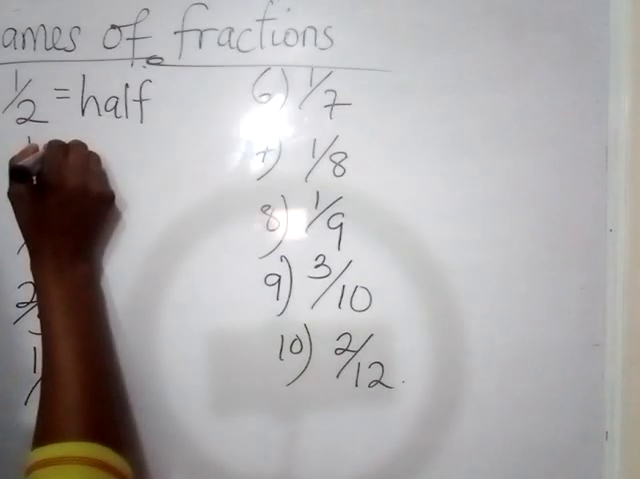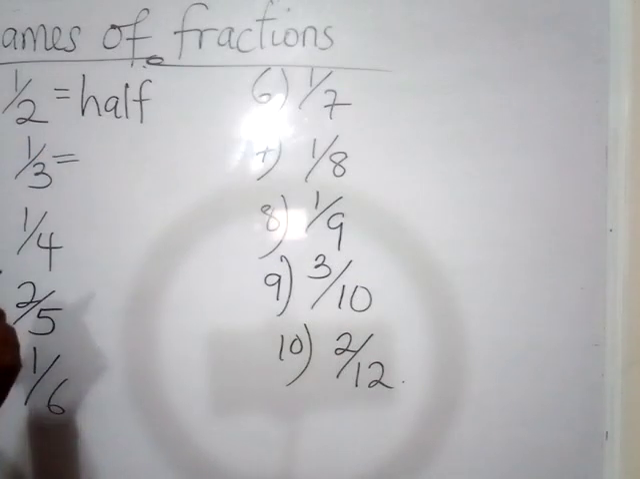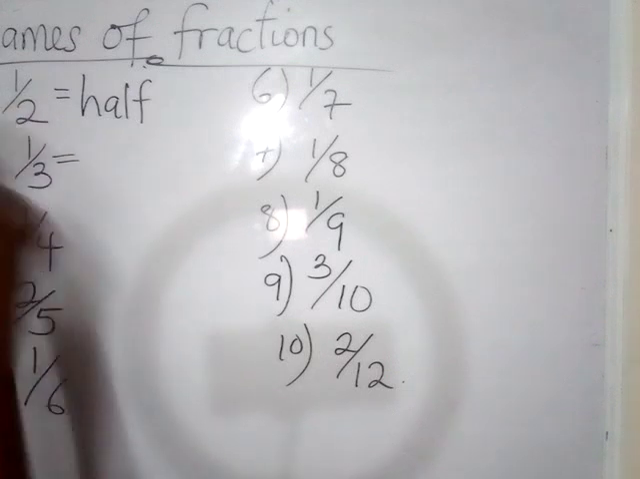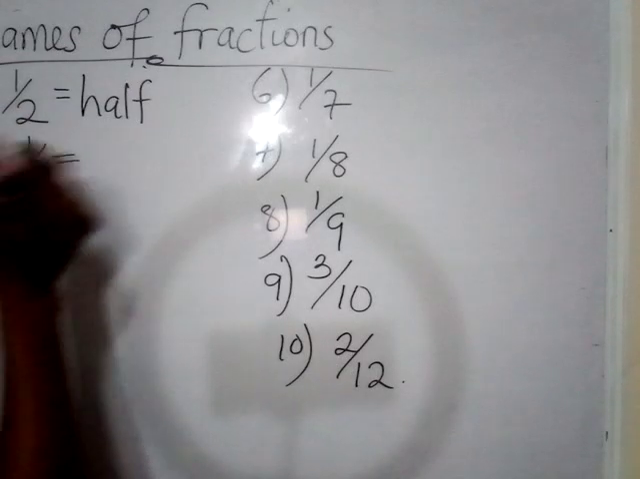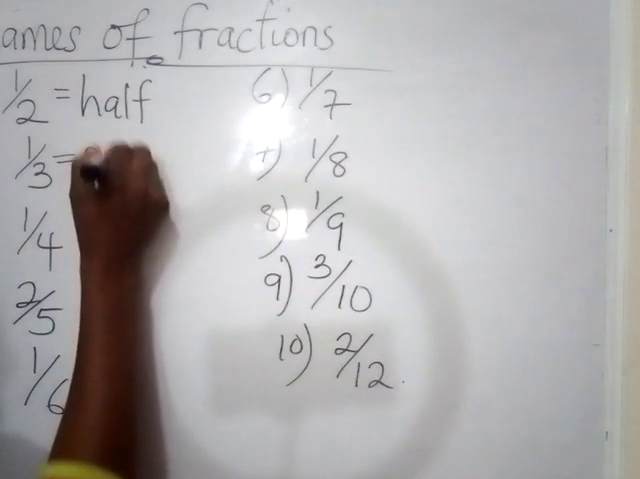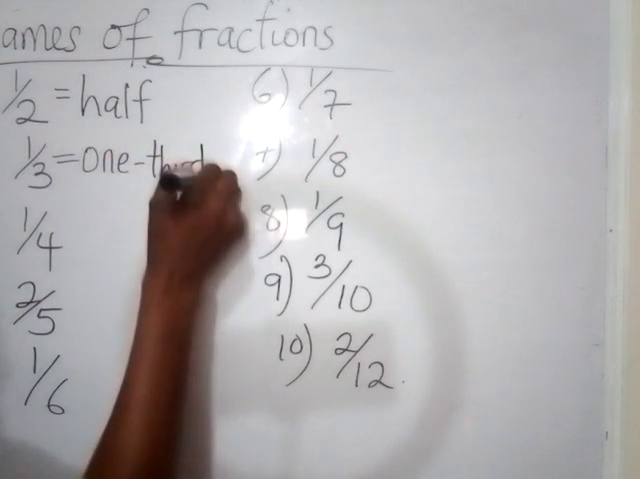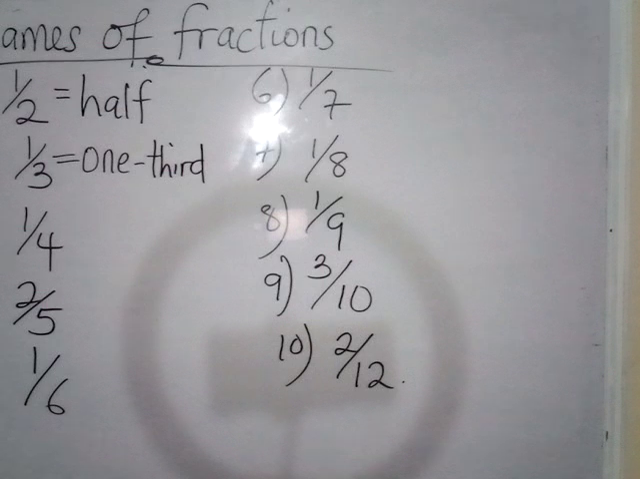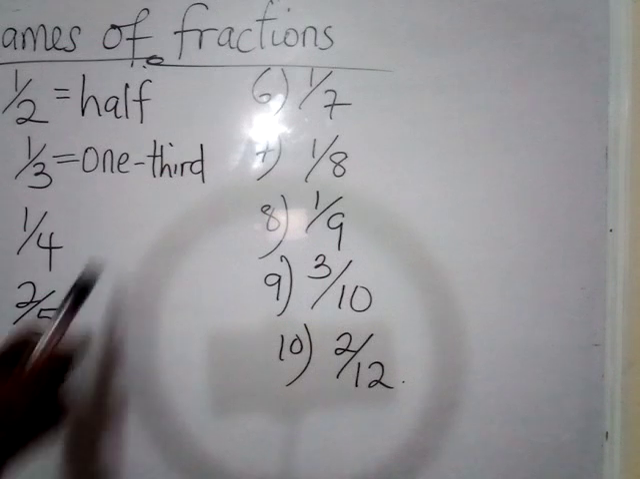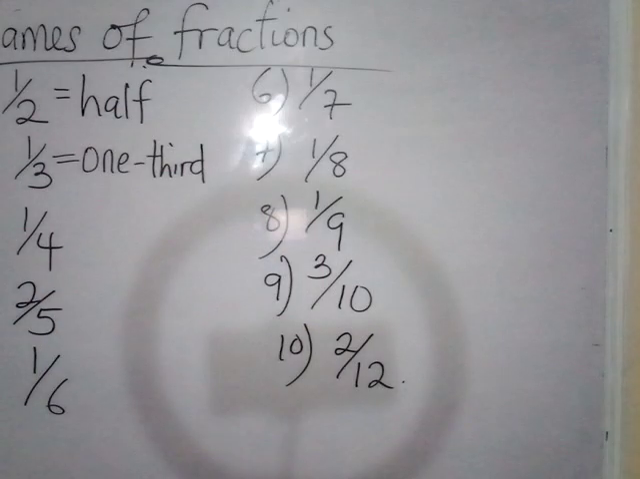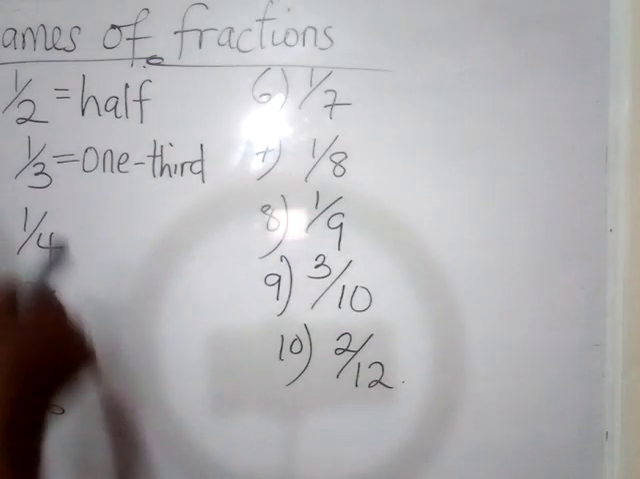And then the next one is 1 out of 3, 1 portion out of 3 parts. This one is called one third. Please note, we use a lot of ordinal numbers when we are naming fractions, like first, second, third. Those are ordinal numbers, 4th, 5th, 6th, 7th, 8th, just like that. We use those numbers a lot. So this is one third.